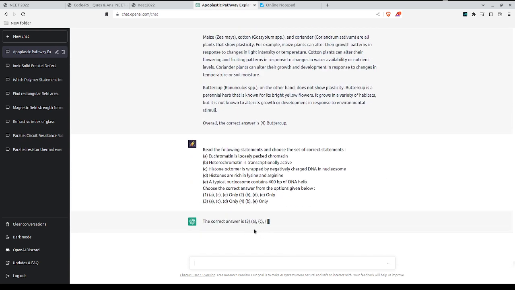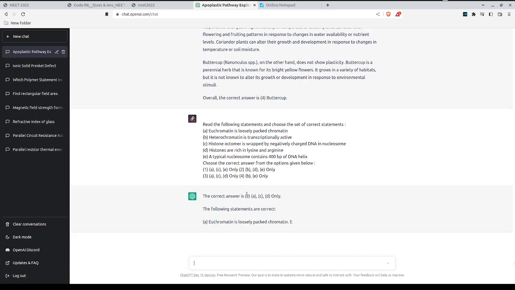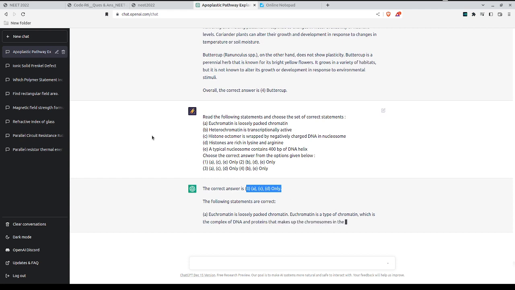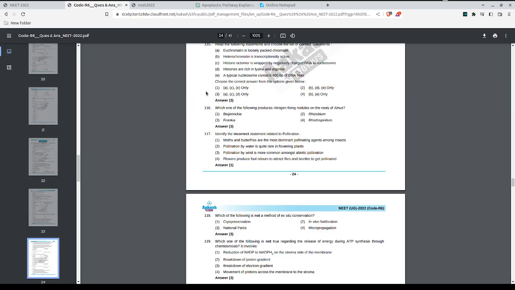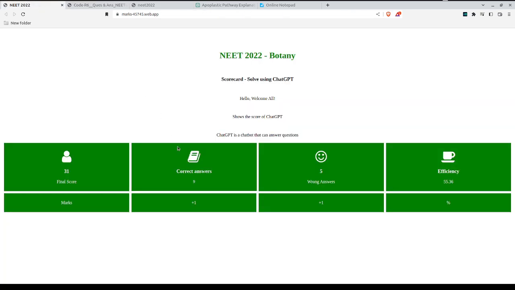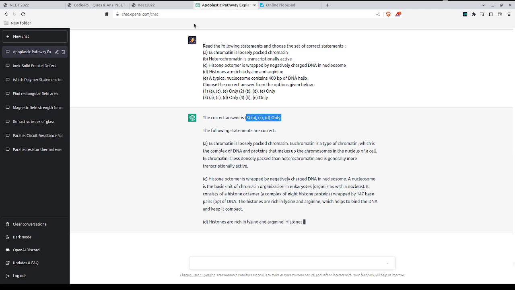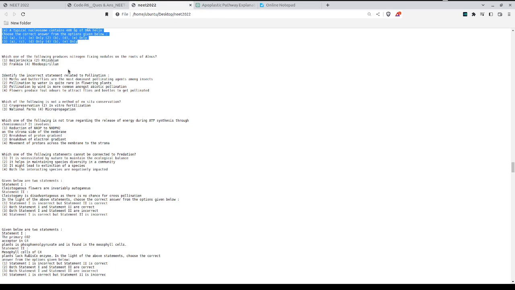Read the following statements and choose the set of correct statements. A. Euchromatin is loosely packed chromatin. B. Heterochromatin is transcriptionally active. C. Histone octamer is wrapped by negatively charged DNA in nucleosome. D. Histones are rich in lysine and arginine. E. Atypical nucleosome contains 400 bp of DNA helix.